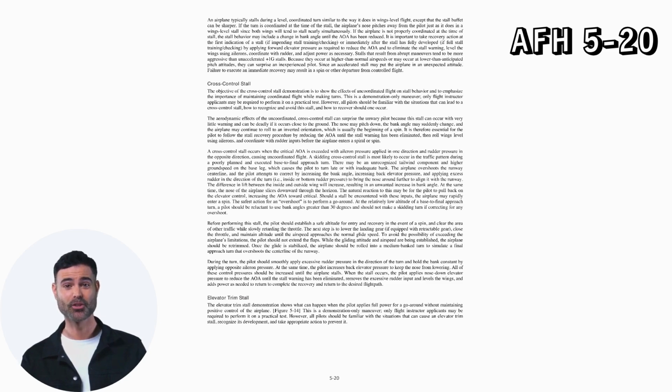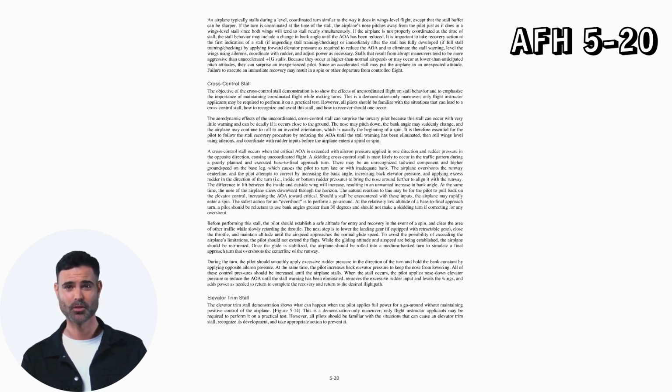When the stall occurs, the pilot applies nose-down elevator pressure to reduce the AOA until the stall warning has been eliminated, removes the excessive rudder input and levels the wings, and adds power as needed to complete the recovery and return to the desired flight path.